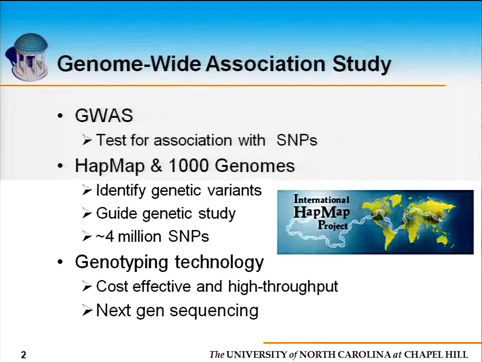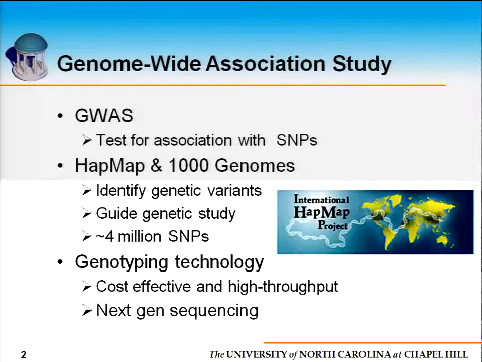The first one is a database of genetic variations. The second one is high-throughput technology. The first, the database of genetic variants: one particular project is the HapMap project, and the goal was to identify and catalog genetic variations so that they can guide genetic studies. In the HapMap project, there are about 4 million genotypes. And in the ongoing projects, in the next generation, we will have more and more genetic variants available.